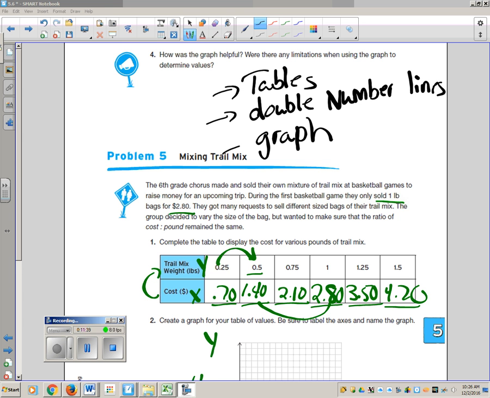All right, so that's chapter 5, section 6. Work on your practice packet. Doing great with this chapter. There are 8 sections to this chapter, so you're almost finished. Good job.